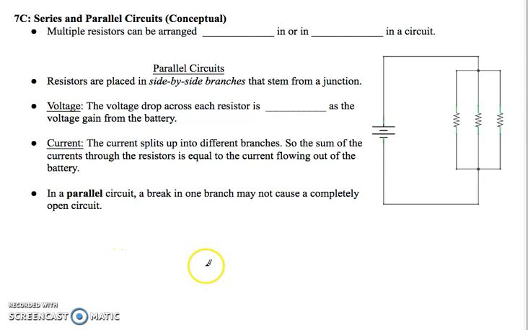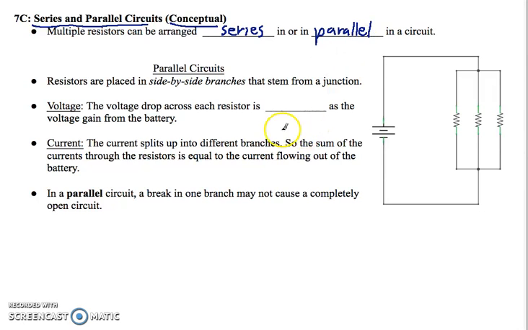Okay, we'll get started. In this section, we're going to be talking about two different types of circuits: series and parallel circuits, and we're going to be talking about the conceptual side of them. Later in this unit, we're going to talk about the math behind them. So, the first thing is if you have multiple resistors, they can be arranged in series or in parallel in a circuit, and we're going to talk about each one.